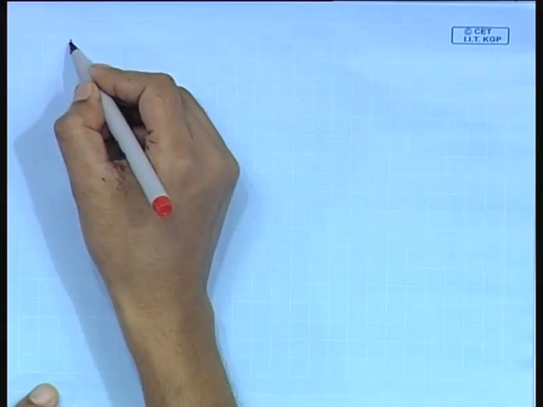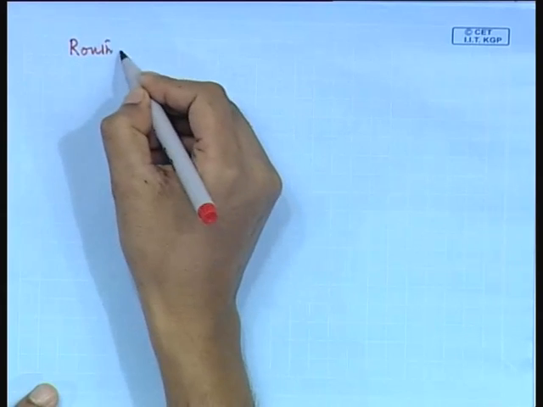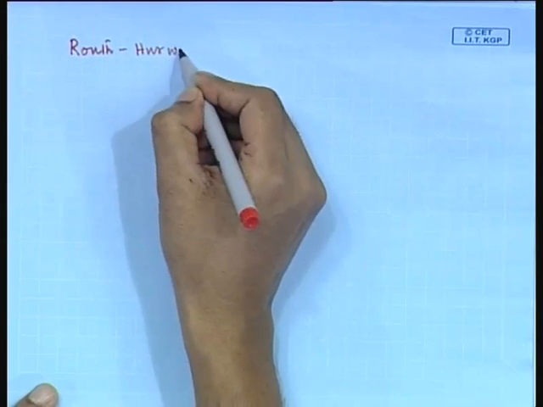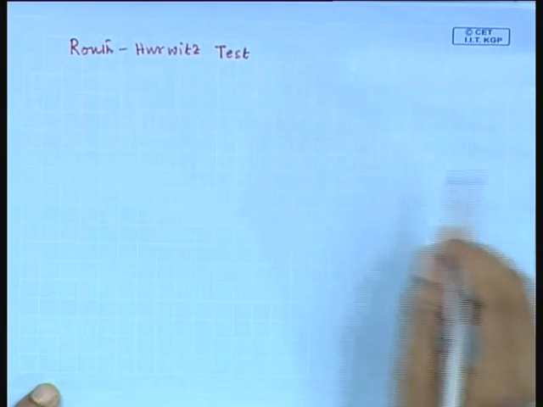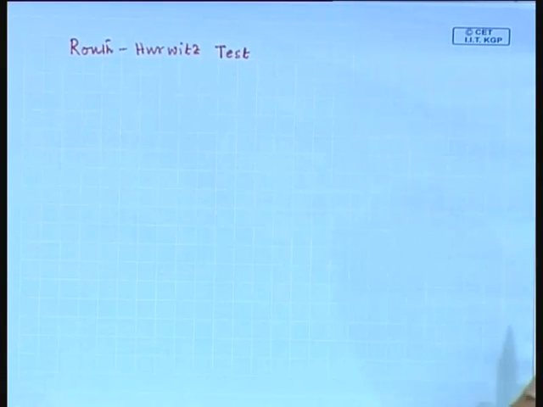Now in the next we will discuss one very popular stability analysis technique, that is the Routh Array test. This is purely an algebraic test.